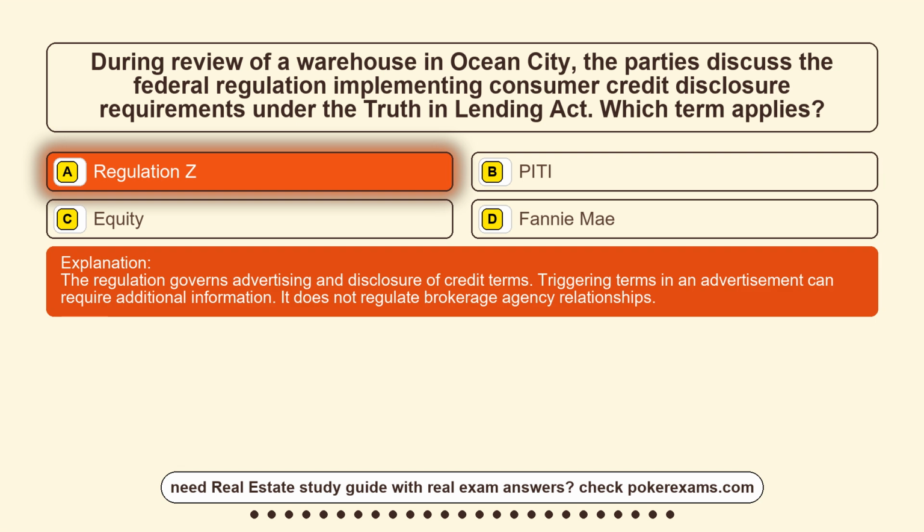The regulation governs advertising and disclosure of credit terms. Triggering terms in an advertisement can require additional information. It does not regulate brokerage agency relationships.